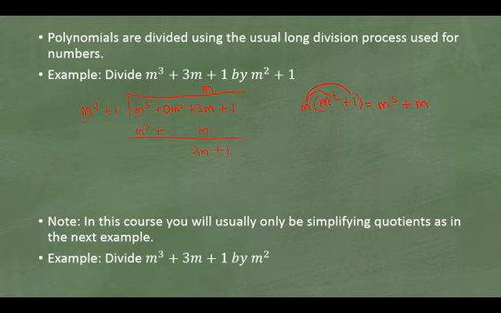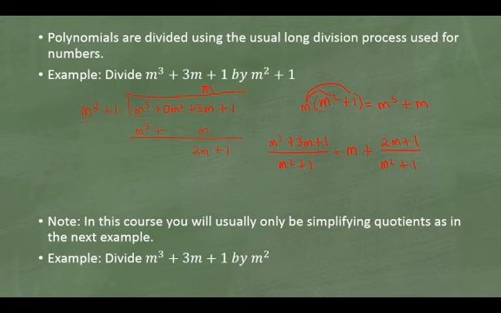m squared doesn't go into 2m because m squared is larger than m. So we're done. We have that m cubed plus 3m plus 1 divided by m squared plus 1 is equal to m. It just went into it m times, with a remainder of 2m plus 1 over the m squared plus 1. If that's confusing, don't worry about it. Try to practice it as much as you can.